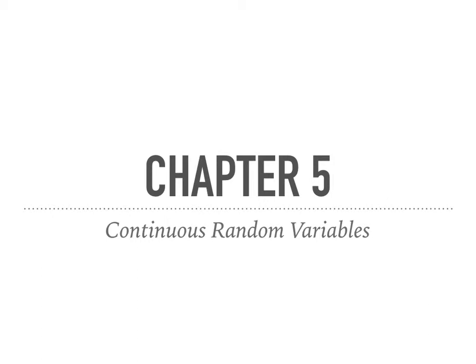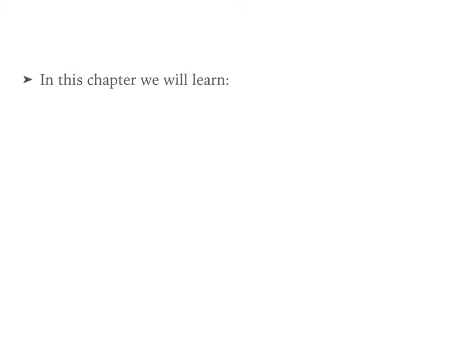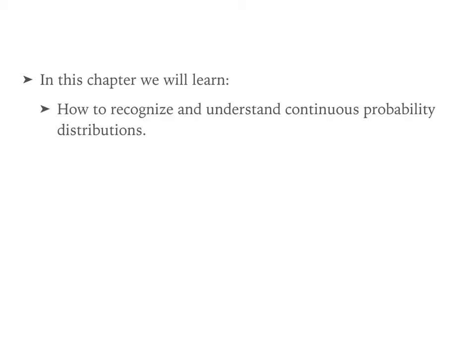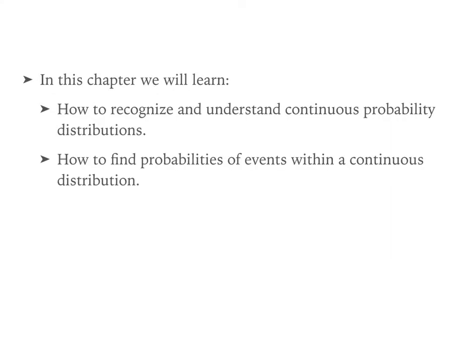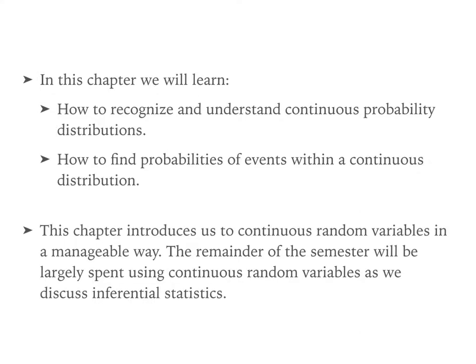Chapter 5 covers continuous random variables. In this chapter, we will learn how to recognize and understand continuous probability distributions, how to find probabilities of events within a continuous distribution, and this chapter introduces us to continuous random variables in a manageable way. The remainder of the semester will largely be spent using continuous random variables as we discuss inferential statistics.